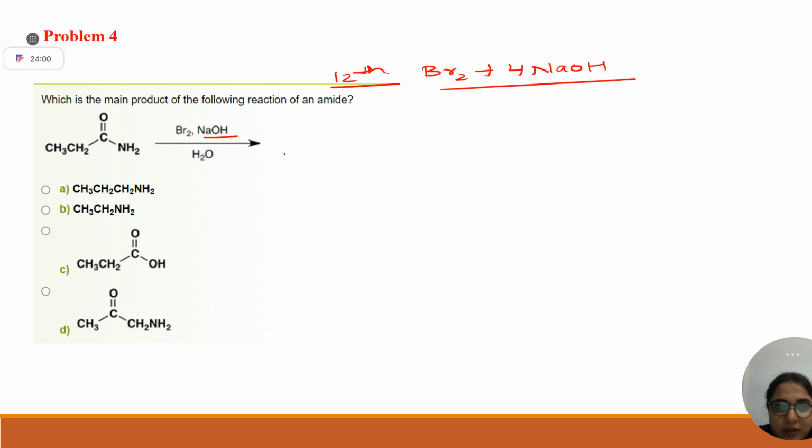Ma'am, amide gets converted to amine. Primary amine, right? CH3, CH2, NH2, with one carbon less. Exactly, one carbon less. So which option is correct? Option B.